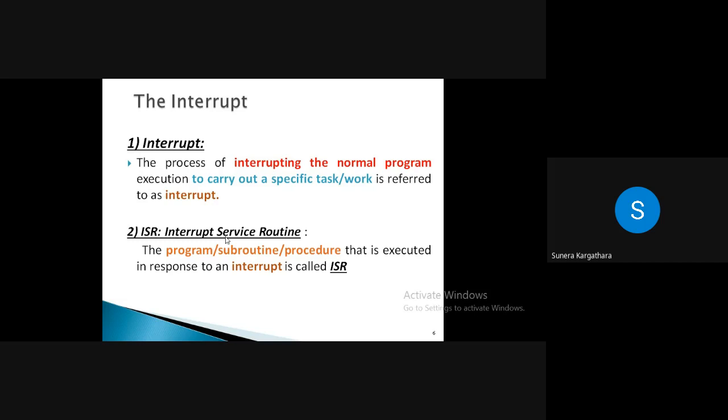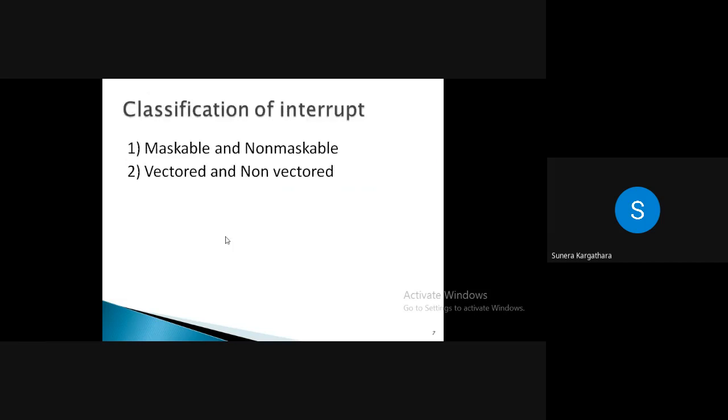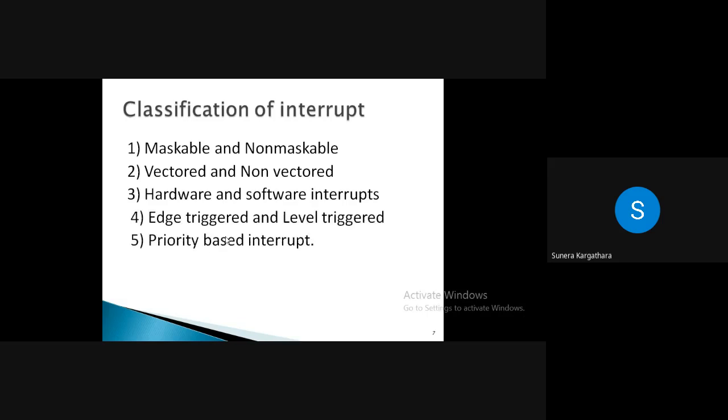Okay. Now, we discussed the interrupt and interrupt service routine. After that, we discussed classification. Students, we had already discussed maskable and non-maskable interrupts, vectored and non-vectored interrupts. Can anyone tell me how we can find the vectored address? Or before that, how many vectored interrupts do we have?